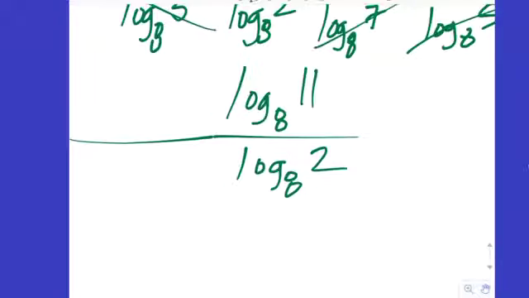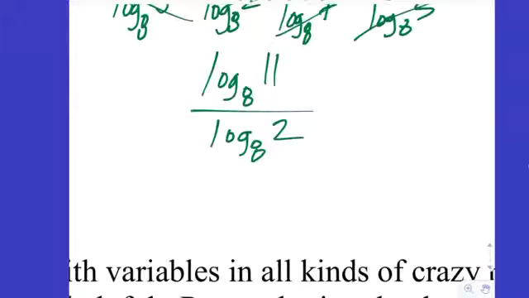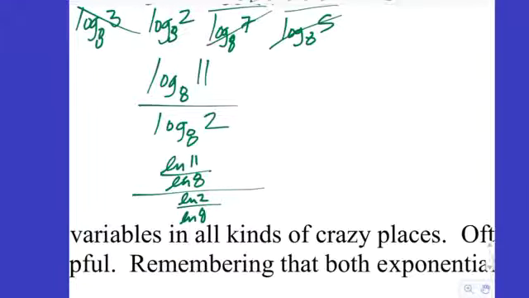So maybe at this point we could try to simplify even further by doing the natural log. What base do you want to choose? E, they said. Let's put them in terms of base E. That's the natural log of 11 over the natural log of 8, all divided by the natural log of 2 over the natural log of 8. And of course, then we could stay, change, flip.